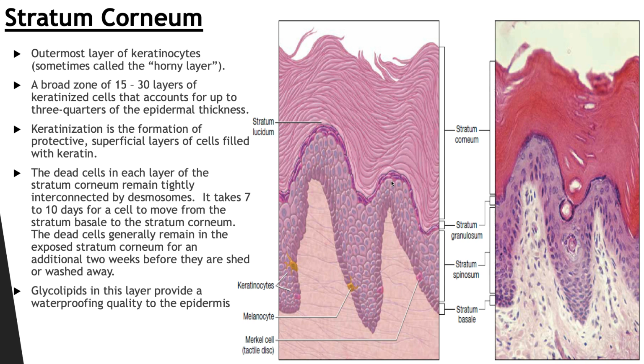We talked about desmosomes when we talked about the last thing in the tissue section. And then dead cells generally remain in the exposed stratum corneum for about 2 weeks before they're shed or washed away. Remember, these things continue to replenish and replace at all times.